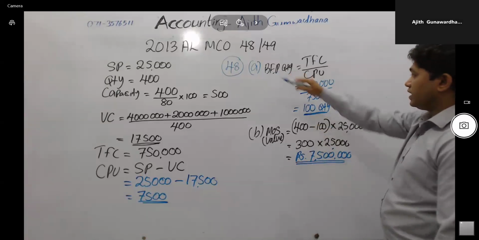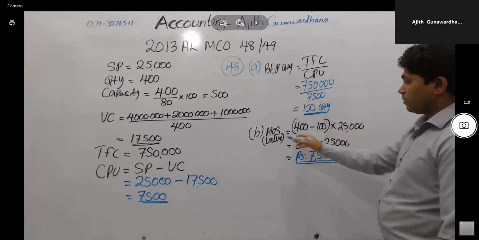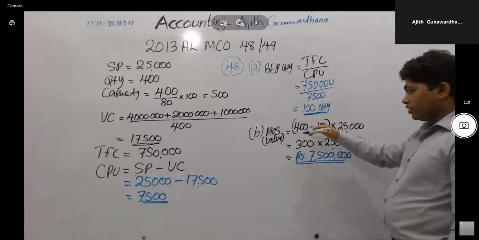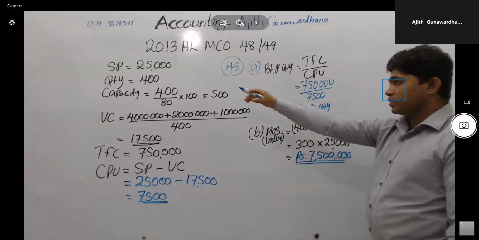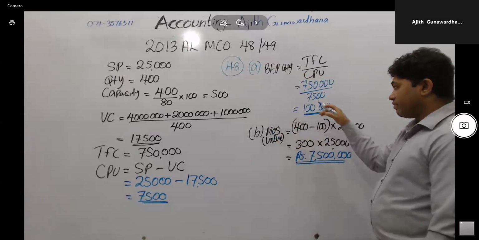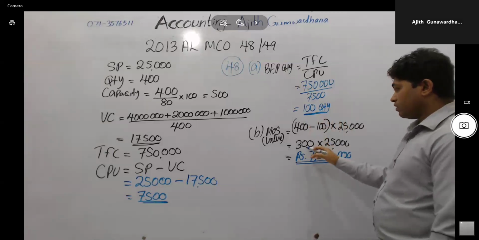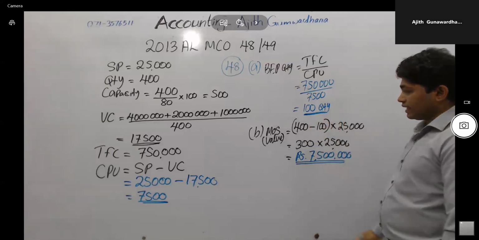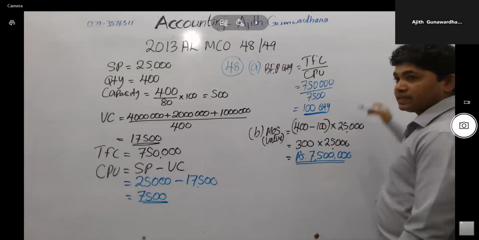Think question number 48. There's break-even point quantity as well as margin of safety rupee value. Beyond the break-even point, it is called margin of safety. Therefore, sales quantity is given as 400. Break-even point quantity equals 100. Beyond the break-even point, margin of safety quantity equals 300, into selling price, can be calculated as margin of safety value. Right.